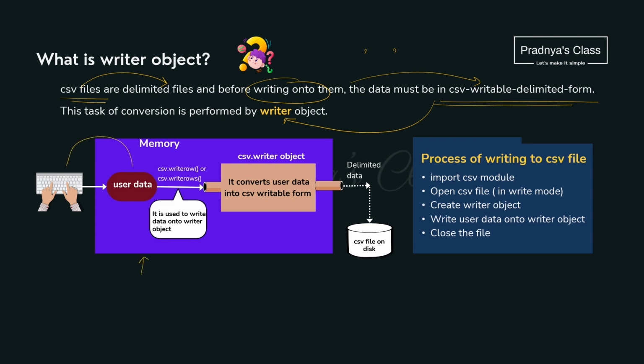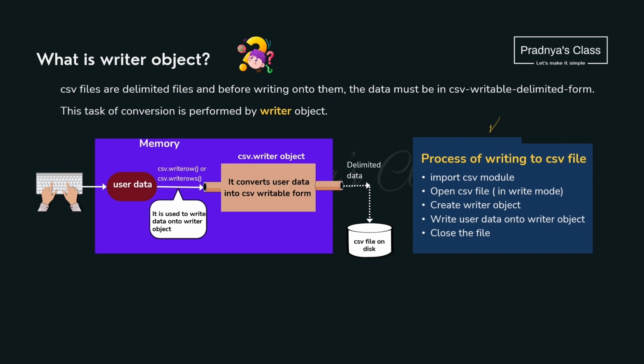We took user input from the keyboard. Using either writerow or writerows function, we want to write data to the CSV file. But before writing that data to the CSV file, the writer object will convert it into the proper format. That converted data we can call delimited data. Once it is converted to proper format, it will get written to the file.